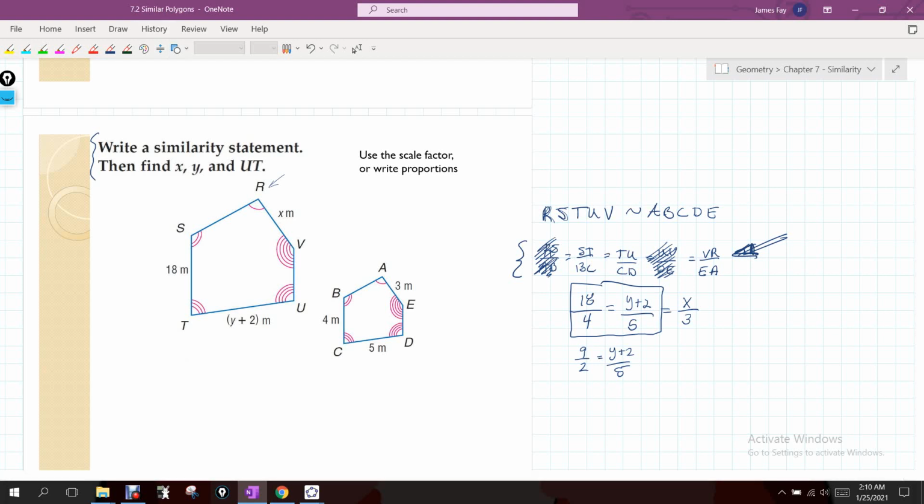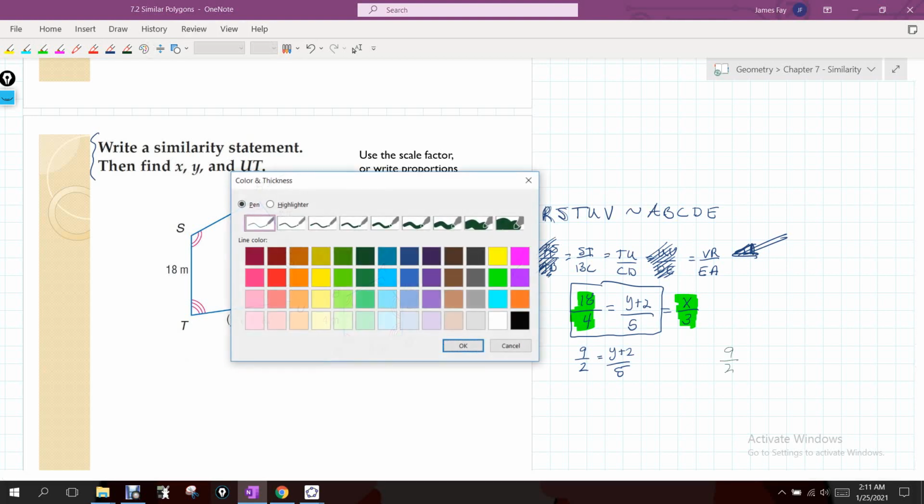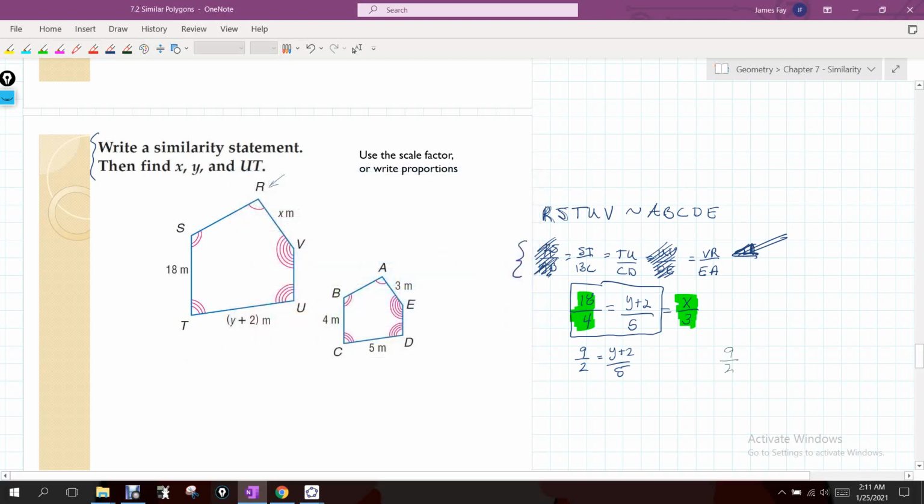Okay? Now, when you've got y solved for, you could use those two to solve for x. But I don't, at this juncture, have y. So what I'm going to do, and I think would be easier regardless of whether I knew y or not, is to look at those two. Because it's an extended ratio, I know 18 over 4, or 9 halves again, should equal x over 3.